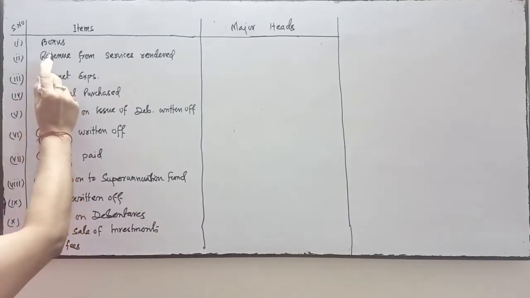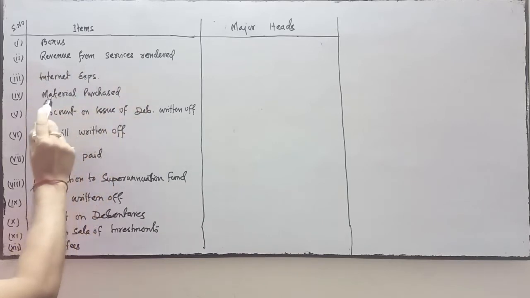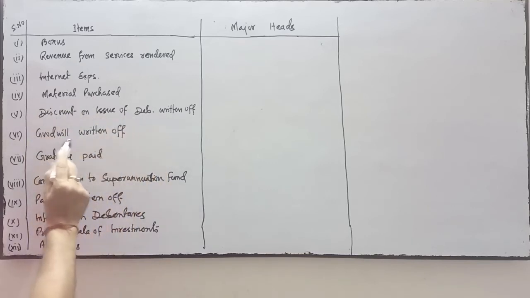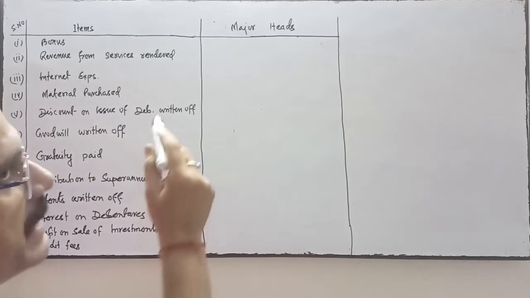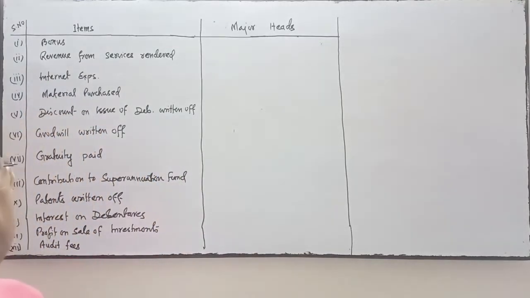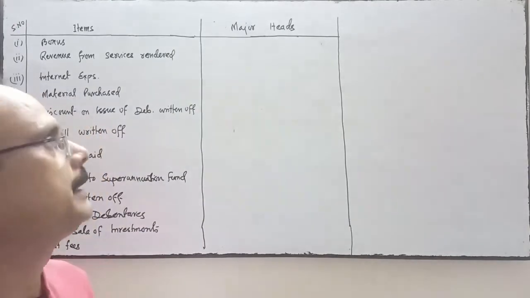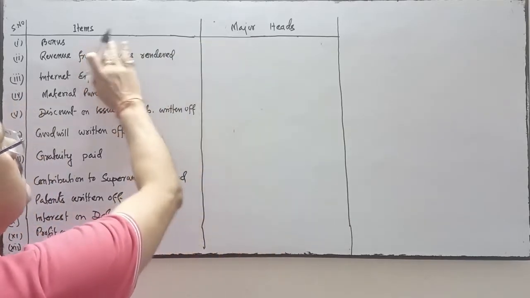Items are bonus, revenue from services rendered, internet expenses, material purchased, discount on issue of debenture written off, goodwill written off, gratuity paid, contribution to superannuation fund, patents written off, interest on debenture, profit on sale of investment, and audit fees. You have to identify under which major head each item will be shown. So we'll write the major head against each item.